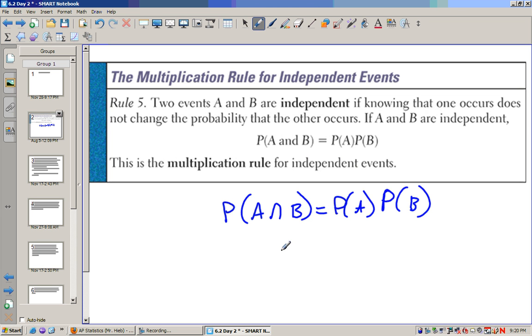If we want to figure out if two events are independent, what we can do is just look at their probabilities and see if this works. And if it is, they are independent.